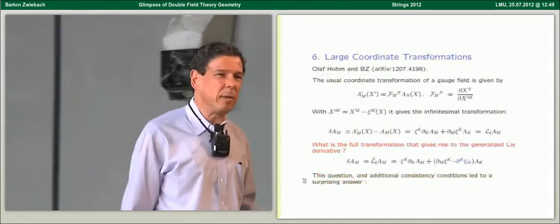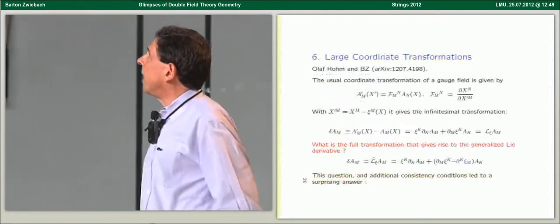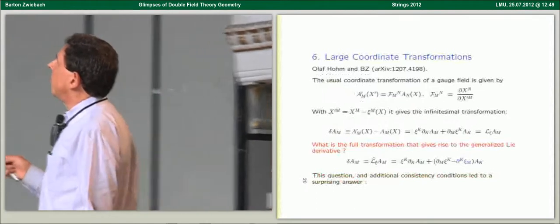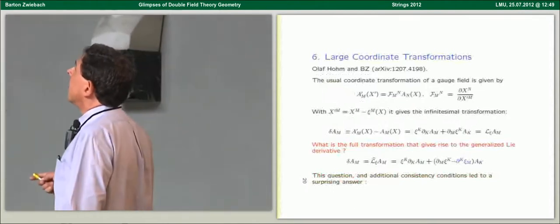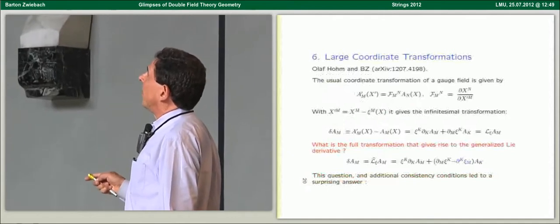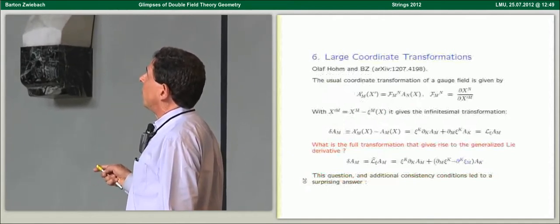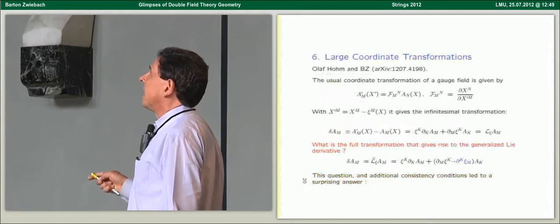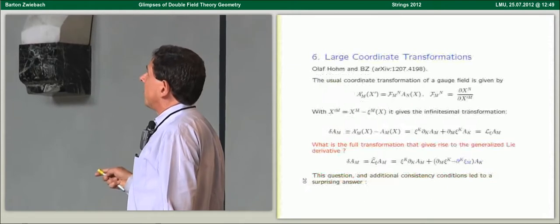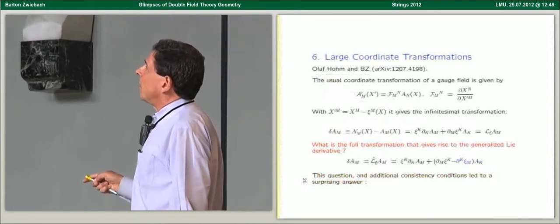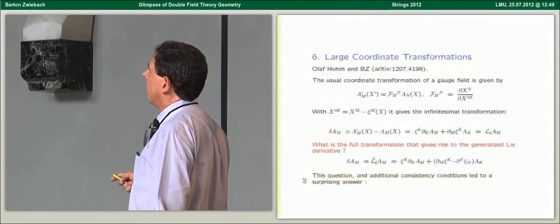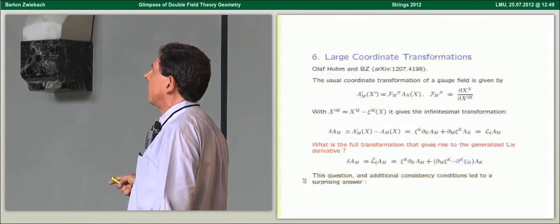Well, the last thing I want to discuss in the last few minutes is large gauge transformations, which was the result of a paper published last week. Well, when you have an ordinary coordinate transformation of a gauge field, you transform the gauge field with these derivatives. The infinitesimal transformation gives you the Lie derivative. So the question was for us, what is the full transformation that would give us the generalized Lie derivative that, as you remember, has an extra term?